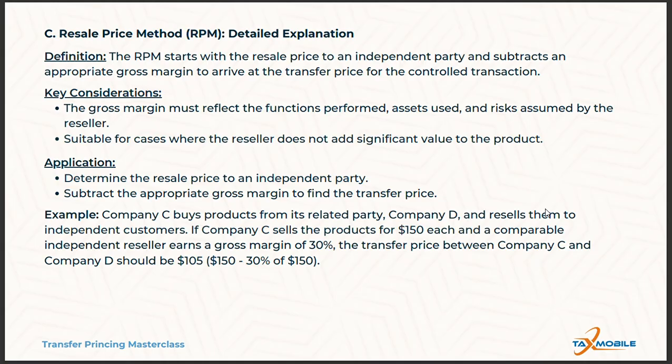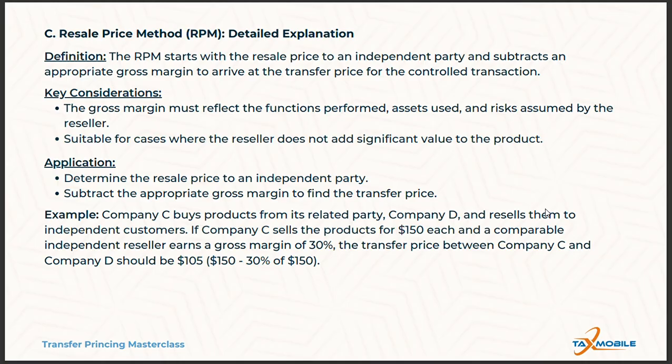Now let's look at another example where a subsidiary in country A buys electronics from its parent company and resells them to independent customers. If an independent distributor in country A earns a 20% gross margin in comparable transactions, the arm's length price for the initial sale from the parent to the subsidiary would be the resale price minus the 20% margin, just like we've used here.